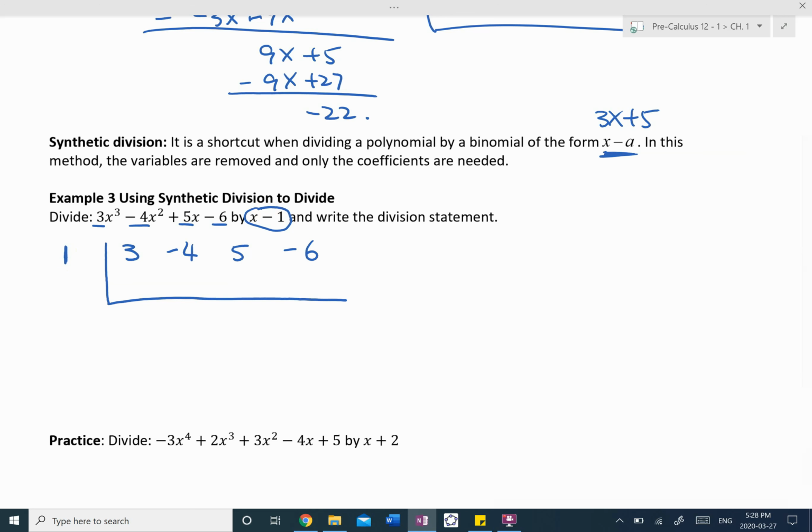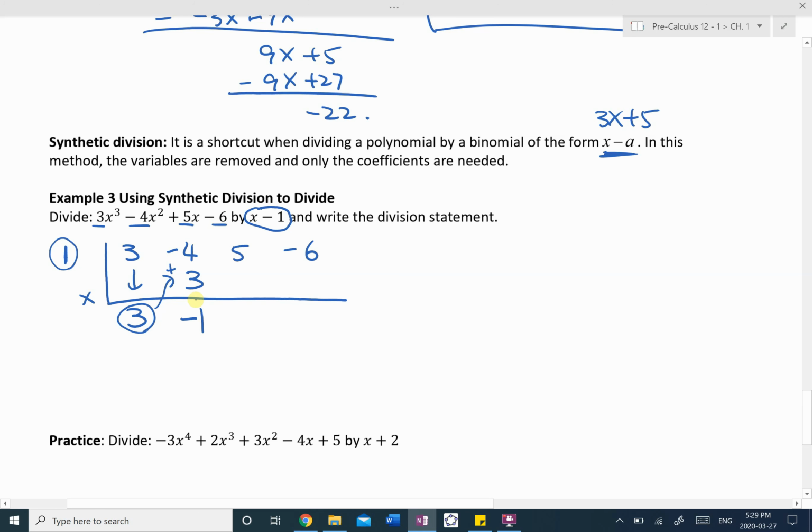It's the opposite sign. Okay, so how this method works is actually very, very simple. What you do is you bring down the first digit, that's a 3. Then you take this 1 and multiply it by this 3. 1 times 3 is a 3, so you write down the 3 right here. Then you add these two numbers together. Okay, -4 plus 3 is -1.